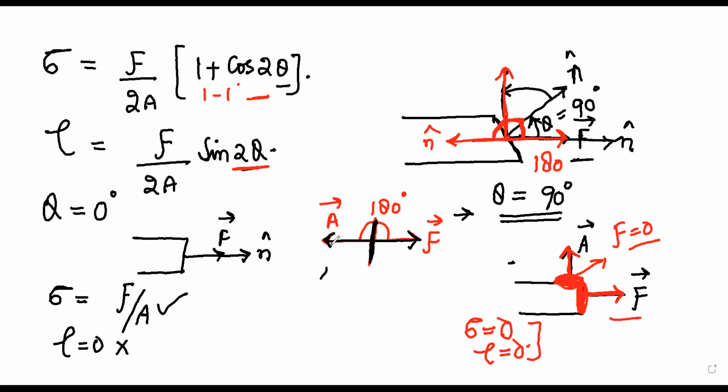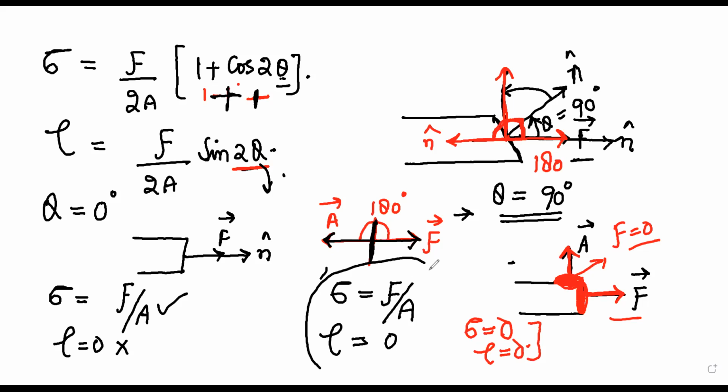So what will be the normal stress? Sigma is equal to, so this is cos 180, that is cos 360. Cos 360 is 1. You have 1 plus 1, which is 2, and 2 and 2 will cancel. The normal stress will be F by A. How much will be the shear stress? Tau, with theta equal to 180, is sine 360, which is 0. Shear stress will be 0 on this area.